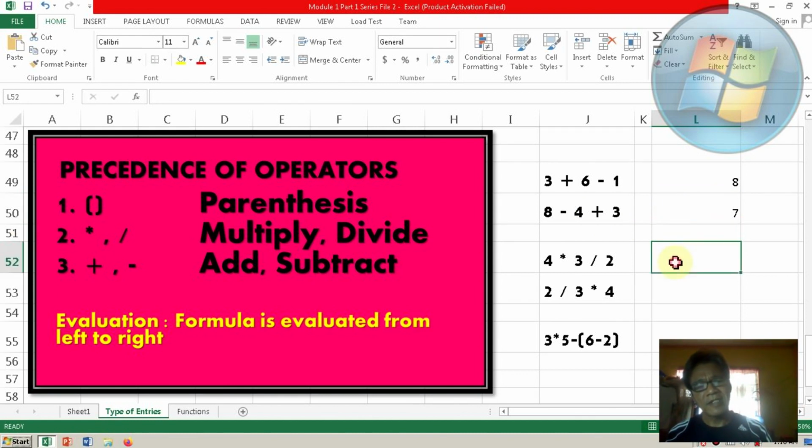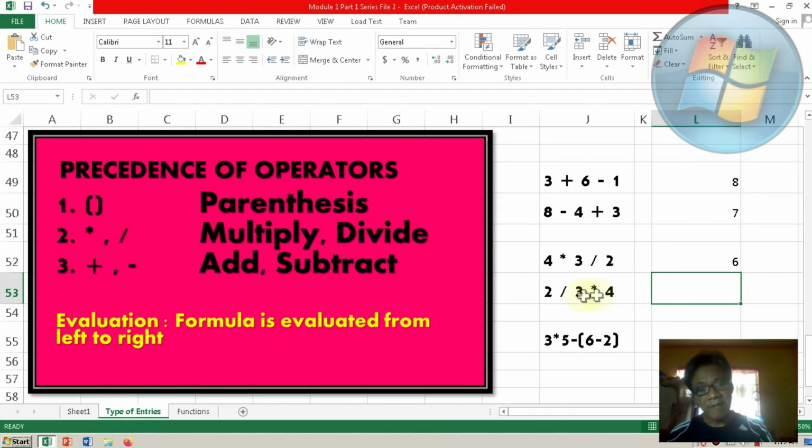Now in this example, we are using multiply and divide. Take note that in a computer, multiplication is represented by the asterisk on your keyboard. Multiplication and division are of the same level of precedence, so they must be evaluated from left to right. Okay, so 4 times 3, that's 12, divided by 2, so the answer must be 6. Okay, let's try. 4 times 3 divided by 2. Okay, so the result is 6.